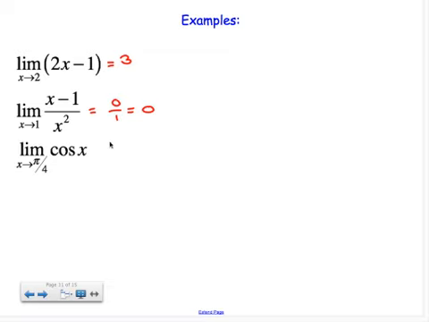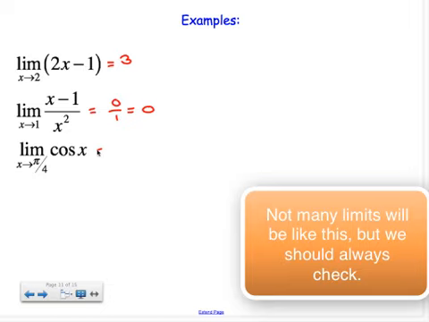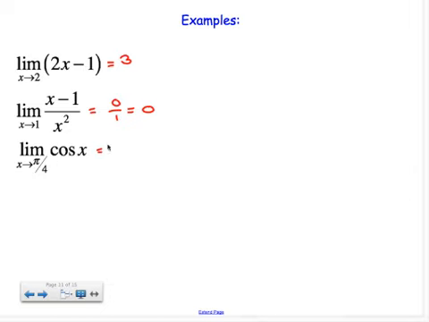Limit as x approaches pi over 4 of cosine x. We do a substitution, pi over 4 for x, and we'll get the cosine of pi over 4, which is the square root of 2 over 2. Numerical answer, so we're finished. Most of the limits that we deal with won't be like that, and we're going to run into certain situations.